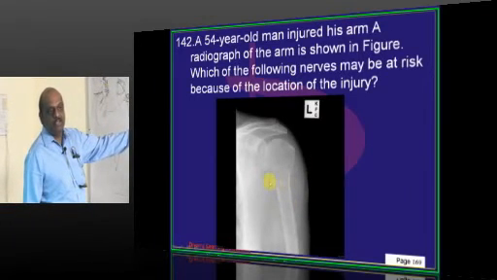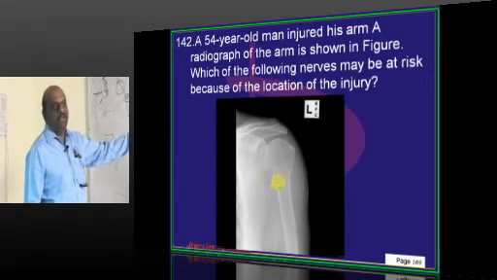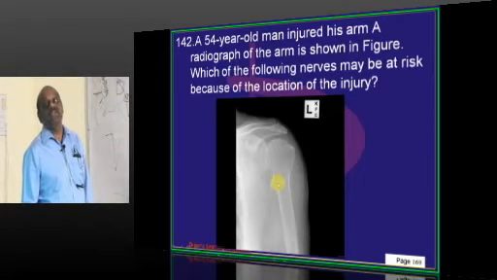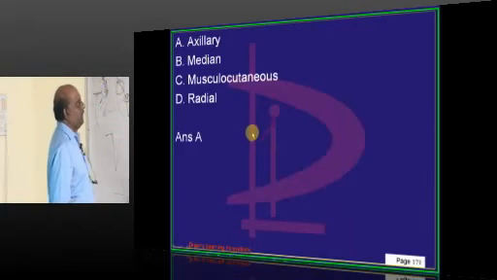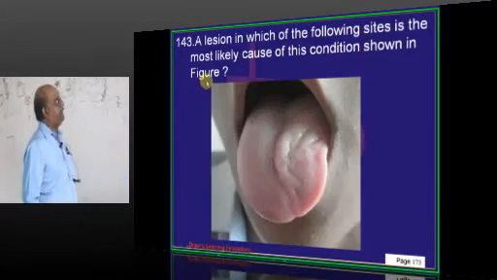Then a 54-year-old had a fracture involving what? Surgical neck of humerus. So whenever it is involved, what is the nerve which is injured? Axillary nerve is the one which is injured when the surgical neck gets affected.